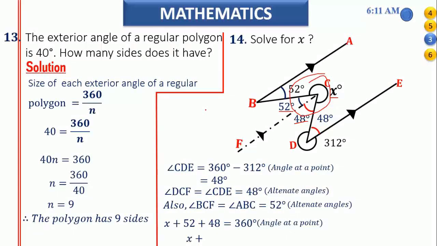We can simplify further. We have x plus 100 equals 360 degrees, which we can then solve further. That means x equals 360 minus 100. That's our final answer.